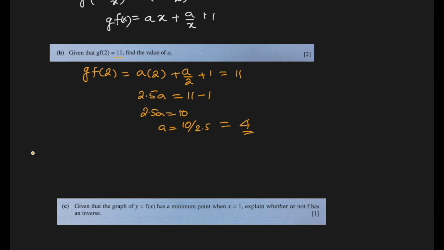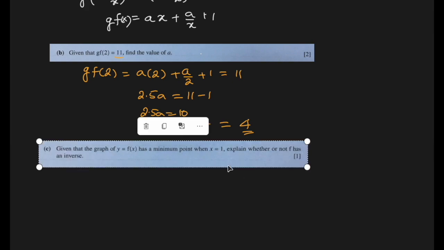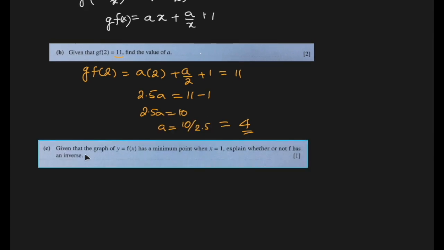Okay, given that the graph of y equal to f(x) has a minimum when x is equal to 1, explain whether or not f has an inverse. So it has a minimum at the point x equal to 1. What does this mean? Just like the previous question, it is a minimum. That means it was going down, and after 1 it started increasing. There is a turning point here. That means if I draw any horizontal line, 1 y will have 2 x's, isn't it? 1 y will have 2 x's.